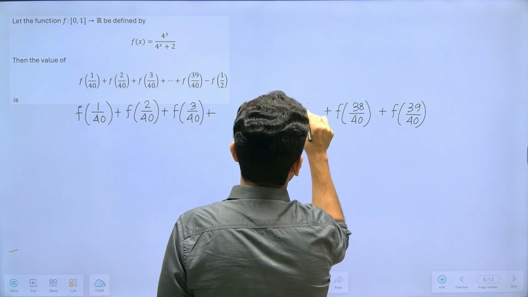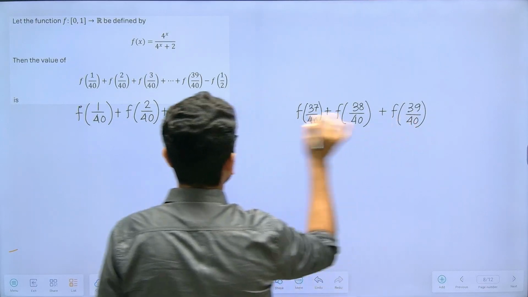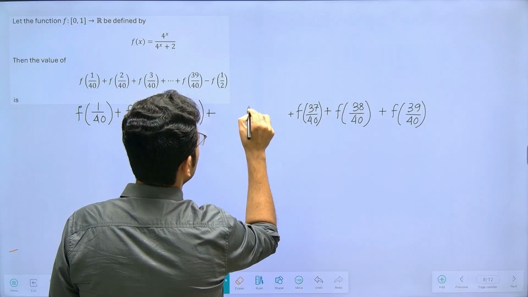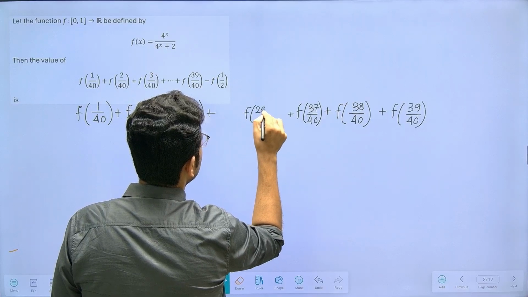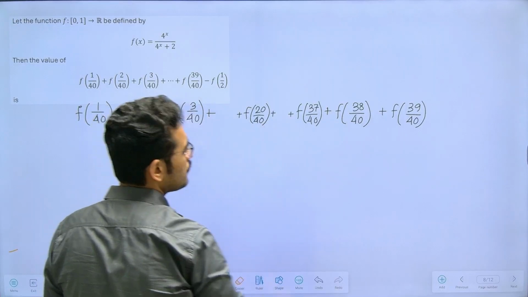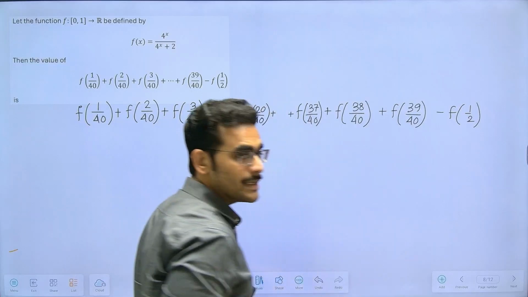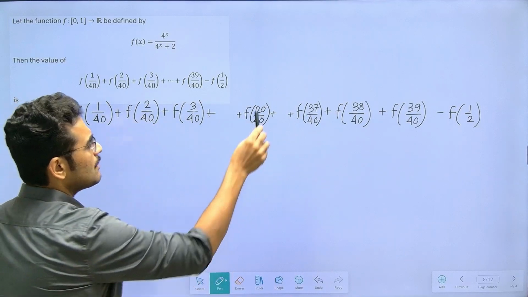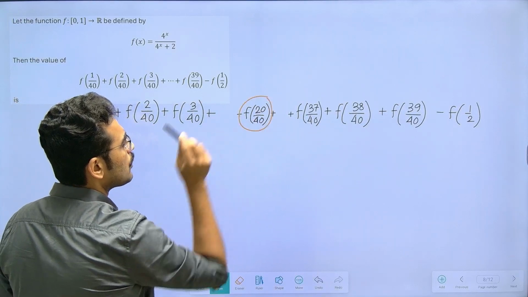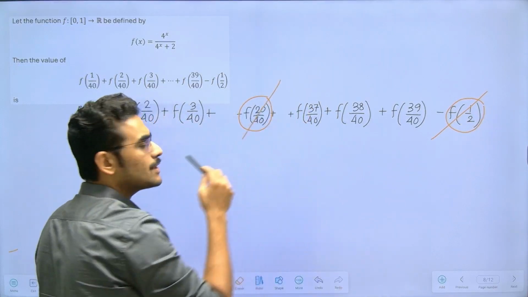Before that you will have f(37/40), and like that in the middle you are going to have f(20/40) minus f(1/2). This is the series that is given to us. You can see that the middle term f(20/40) and f(1/2) are equal, so they will get cancelled out.